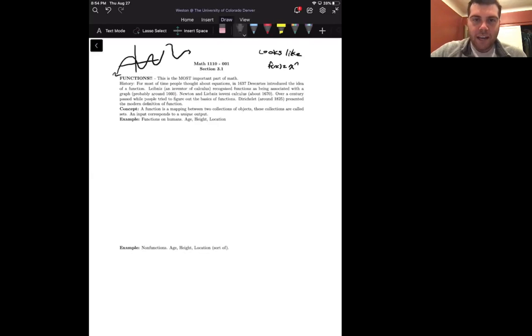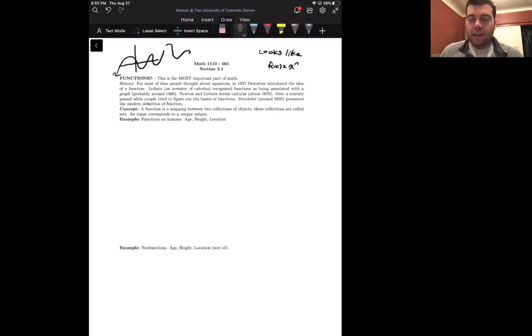Then a long time passed, and people were trying to figure out what a function actually is. And in 1825, so it still feels like a long time ago, but it'd be 165 years after Leibniz introduced the definition of a function, and only 195 years before today, Dirichlet, another famous mathematician, presented the modern definition of a function. And the idea is that a function is just a rule that takes objects to other objects. And those objects are called sets, and a function just gives you a way to take in an input and spit out an output.